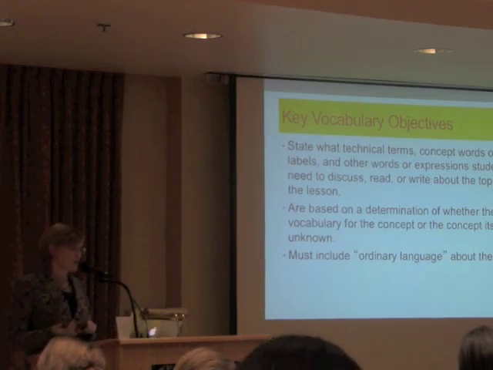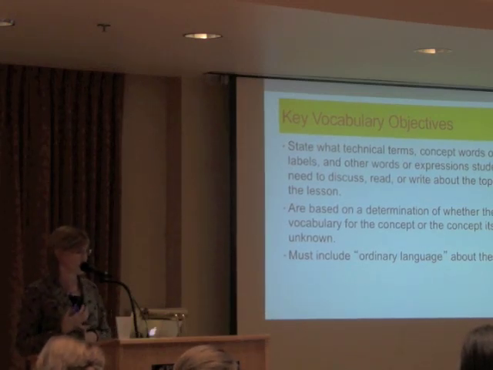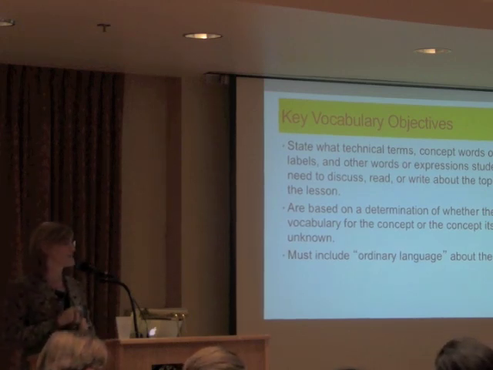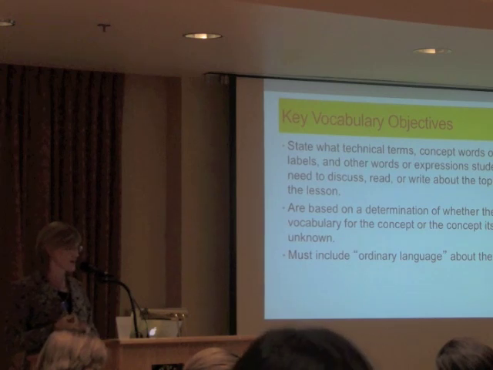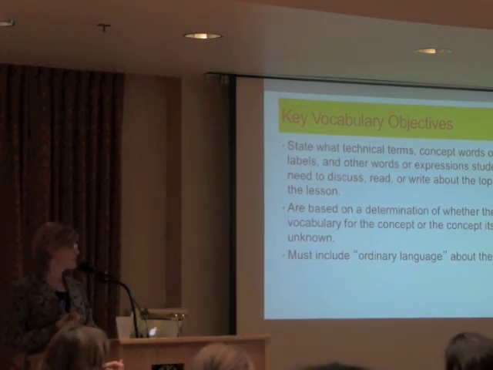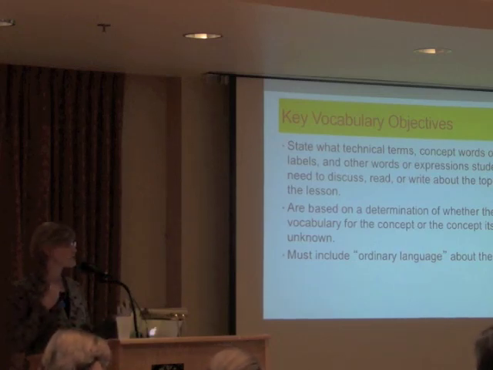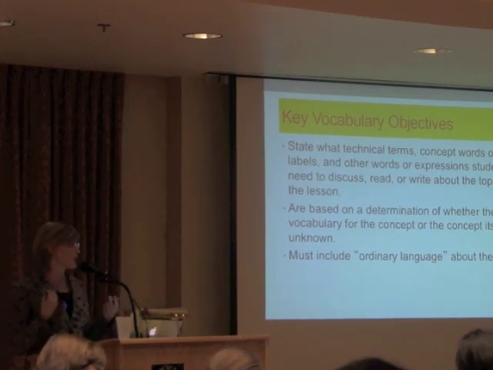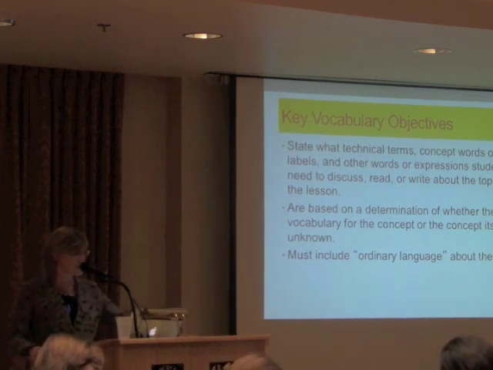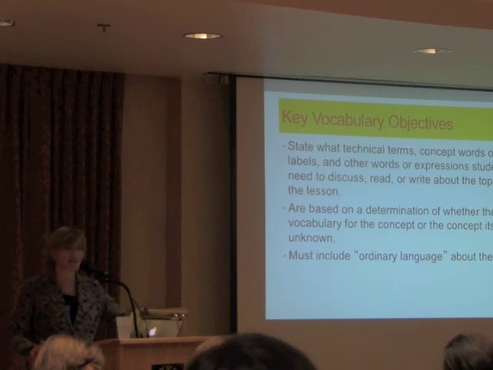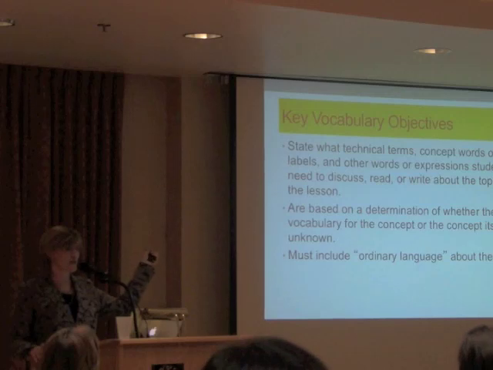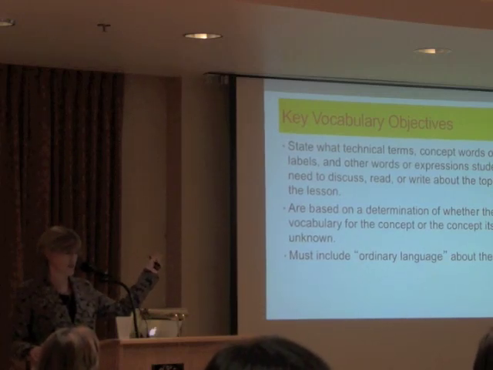So as you're looking at vocabulary, what things are you going to think about? Technical terms, concept words, labels, words or expressions they need to be able to discuss, to read, to write about the topic of the lesson. You may want to put up sentence frames, and I'll put some up in a minute so you can show how students can be guided to interact in more academic ways. Your vocabulary is going to be based on the determination on whether the vocabulary for the concept or the concept itself is unknown. That was that chart I showed you at the beginning. Do they know the language? Do they know the content? And which one do you need to emphasize?